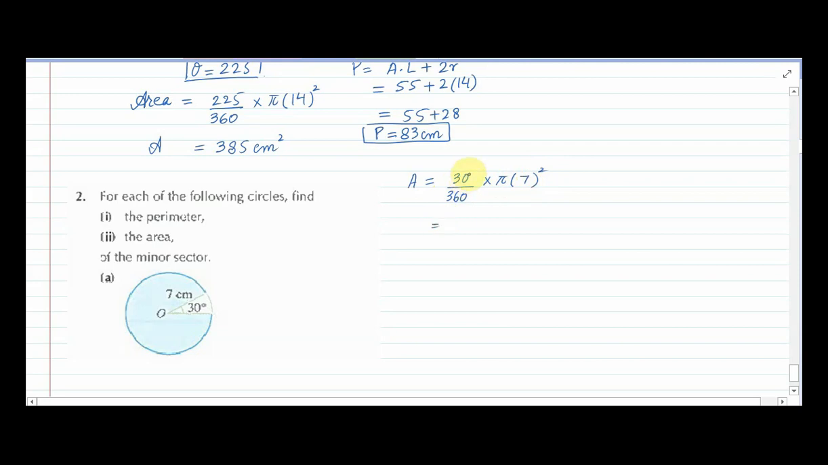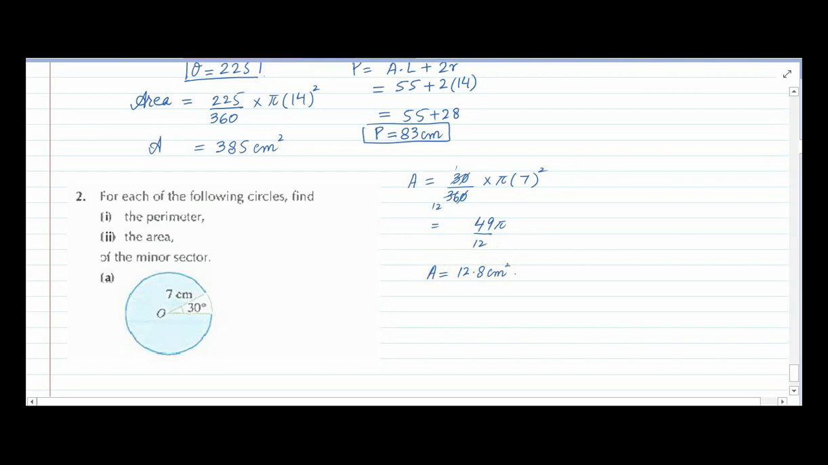So when you simplify it, 3 times 12, so 7 square is 49 pi divided by 12. 49 into 3.142 divided by 12, it's 12.8. So area is 12.8 centimeter square.